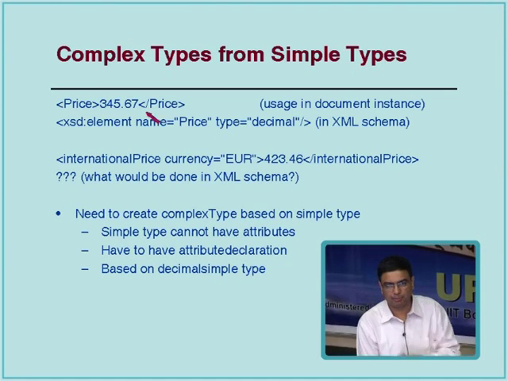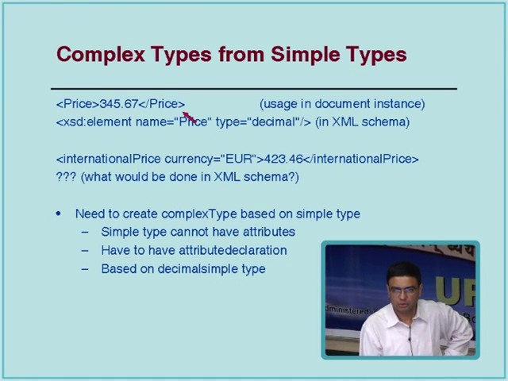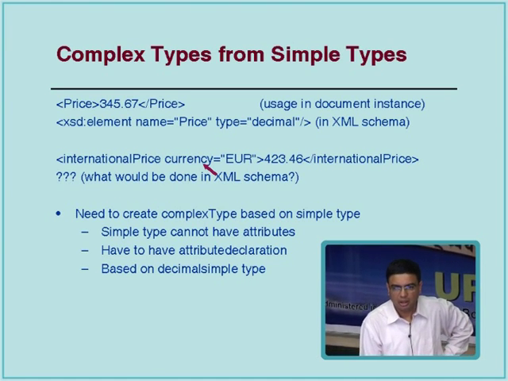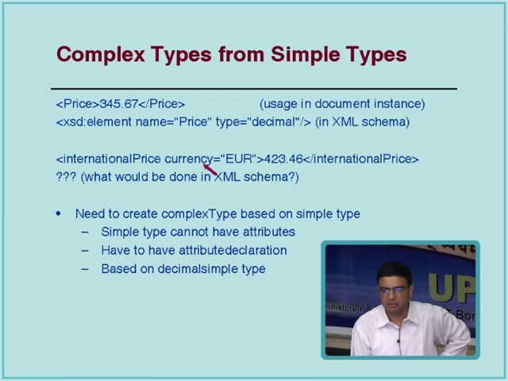So I have a price. Usage in some document instance is price, and then the type is decimal. So in the XML schema I gave this, and this is the actual instance. Now I want to create something called international price, where currency is in euro. This is an attribute, currency is in euro. How would you describe this in the XML schema?